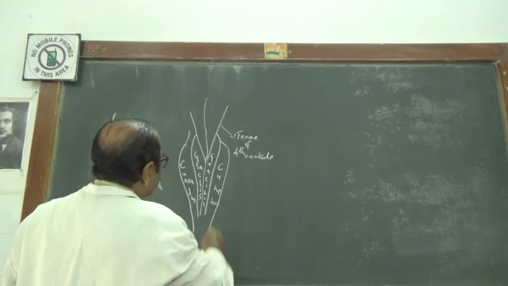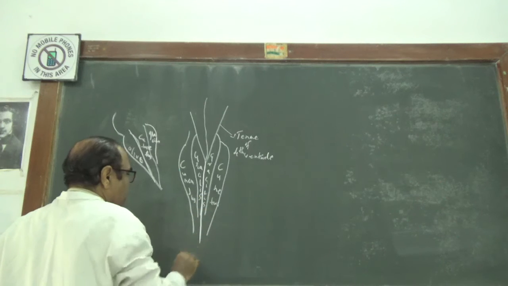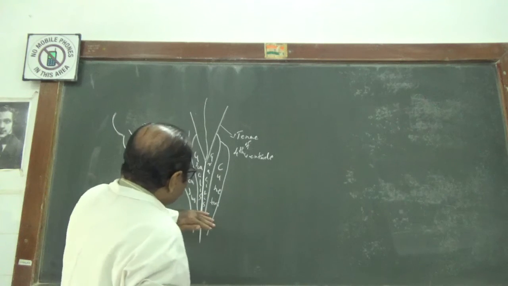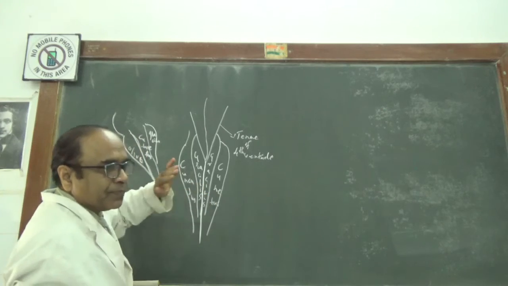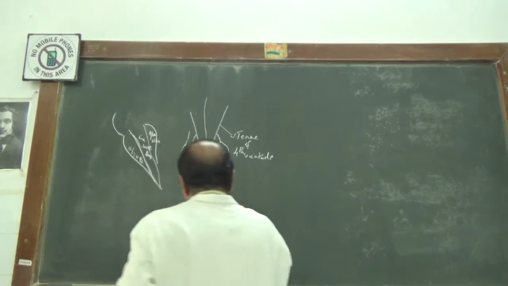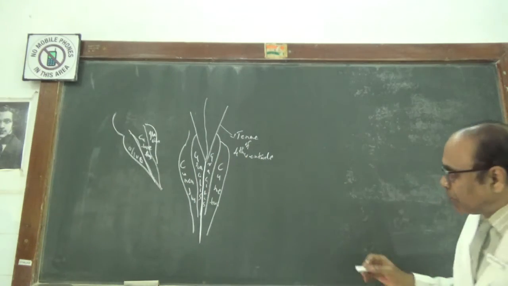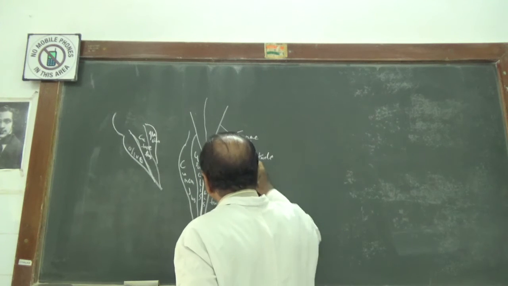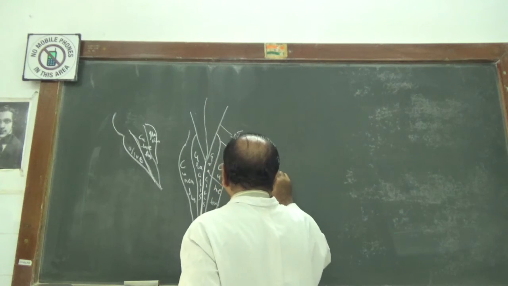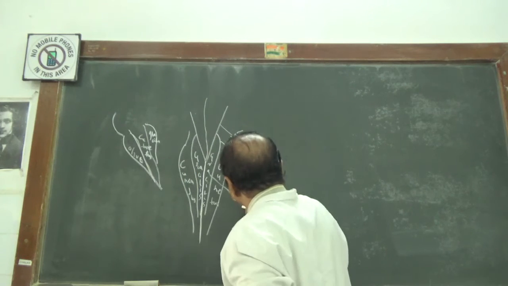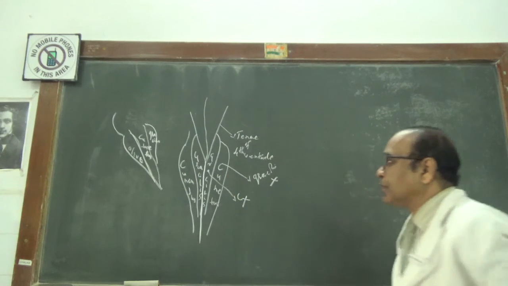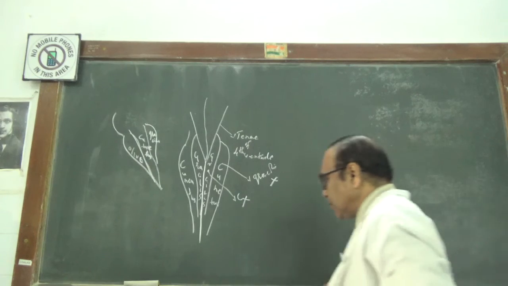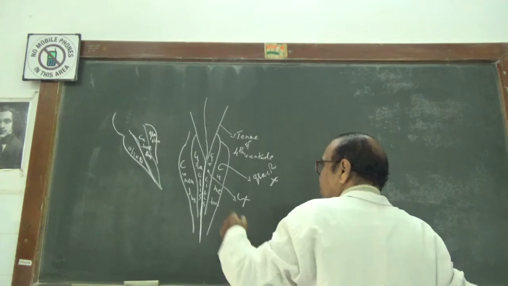So this is what we had yesterday, and this is what it should be. But my mistake: yesterday I might have put this as the cuneatus and this as the gracilis, which is almost all wrong. That went with a slip of the tongue. Please make a correction.